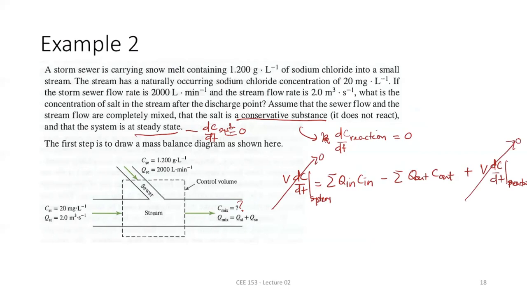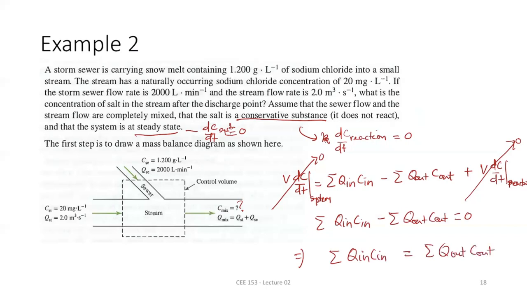So anytime you have steady state and no reactions, you can write that the mass balance equation is the sum of everything coming in, or mass of contaminants coming in, will be equal to Q out, C out. So that means, for a mass balance with no reactions, all mass coming in should be all mass going out. Q is flow rate. So now all you have to do is solve for one of them, because that's all that is asked.